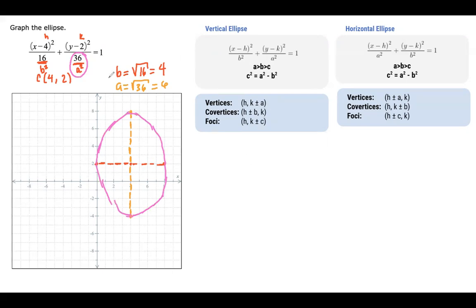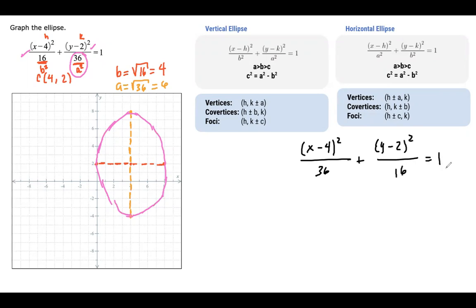Just try to figure out the horizontal length, the vertical length, horizontal under the x, vertical under the y as the denominator, measured from the center, and a will always be the greatest value between the two. So just as a quick point I want to make here, let's say that you had an equation of x minus 4 squared divided by 36 plus y minus 2 squared divided by 16 equals 1.